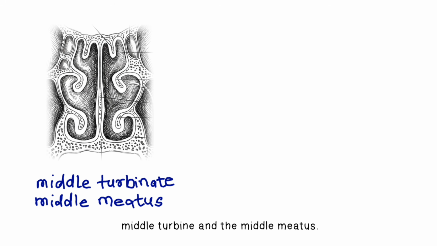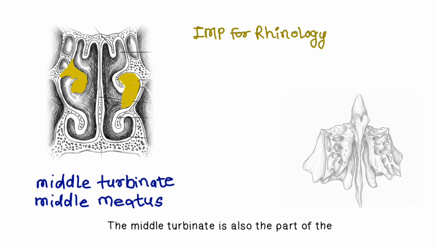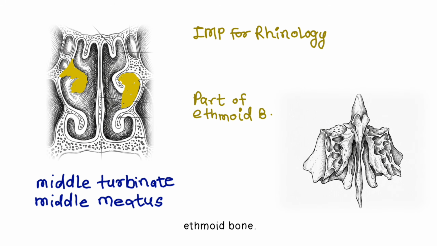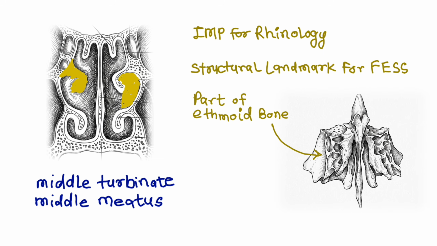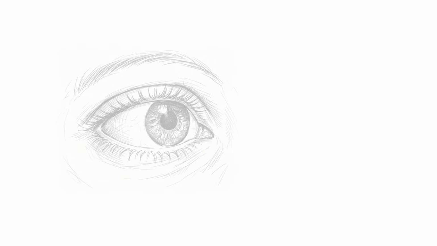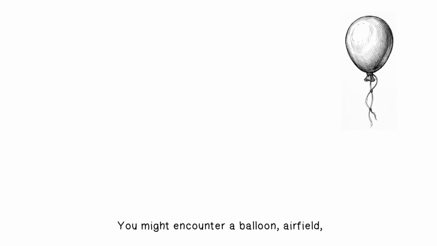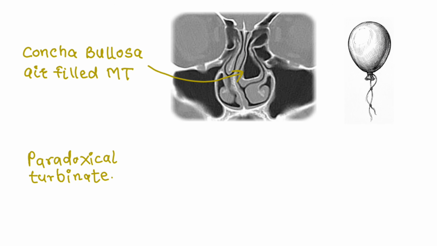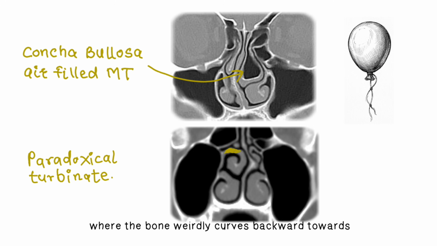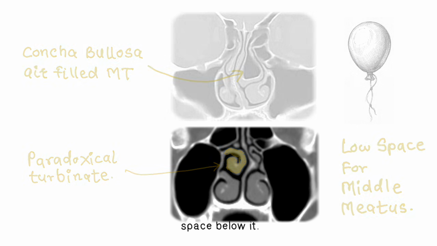Now, let's move down to the second floor, the middle turbinate and the middle meatus. This is an absolute workhorse region for rhinology. The middle turbinate is also part of the ethmoid bone, and it serves as your North Star landmark during surgery. Keep an eye out for anatomical variants here. You might encounter a balloon-like, air-filled concha bullosa, or a paradoxical turbinate, where the bone weirdly curves backward towards the lateral wall, physically crushing the space below it.